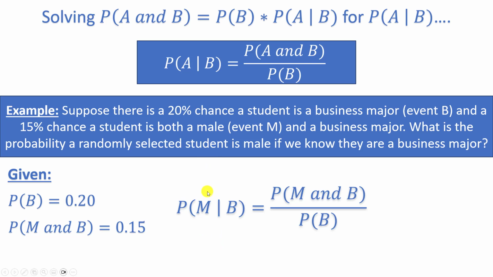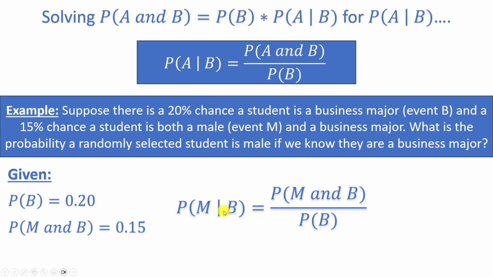Remember, the first event that we write is the event that we're trying to find the probability of. In this case, the chance that someone is male. But we know that this person is going to be a business major. So we are given that they are in event B, or that they are a business major. So once again, modifying this to work for our events, instead of A and B, we have M and B.